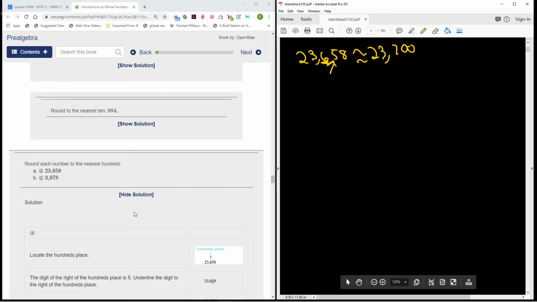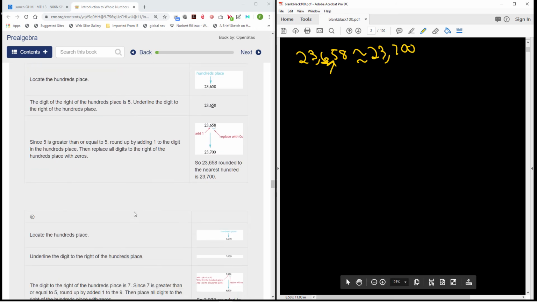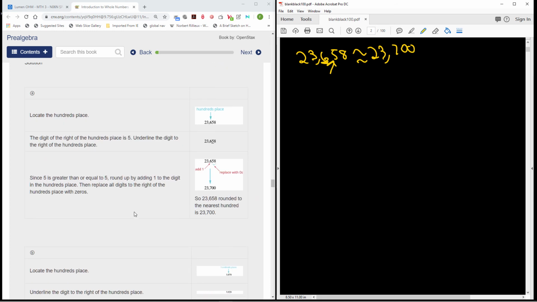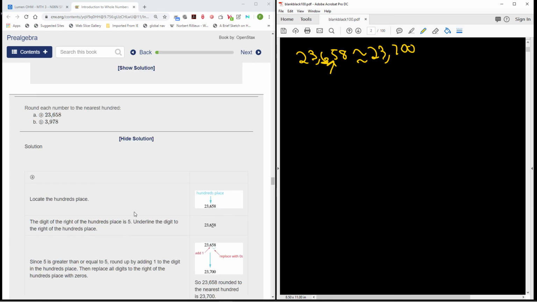Okay, so let's look at another one. Here we have 3,978, and they want us to round to the nearest 100. So we look to see what's going on here. You see that check digit there, it's 5 or greater, so we round up. Round that 9 up. So in this case, the nearest 100 is going to be 4,000.